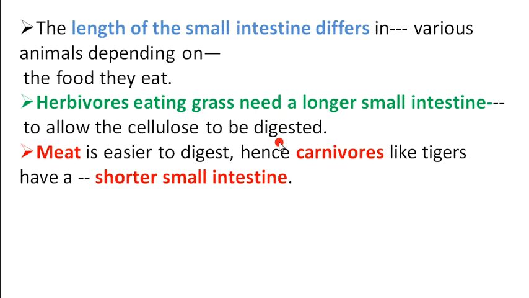Herbivores eat grass, and the cellulose present in grass is hard to digest. That's why the small intestine is longer. In carnivorous animals like tigers and lions, the small intestine is shorter because meat is easier to digest, and meat is their food.